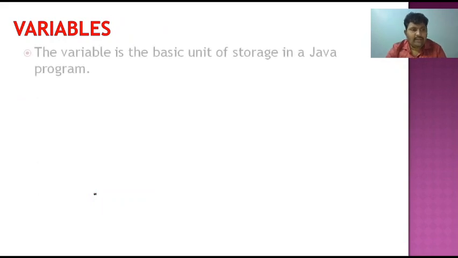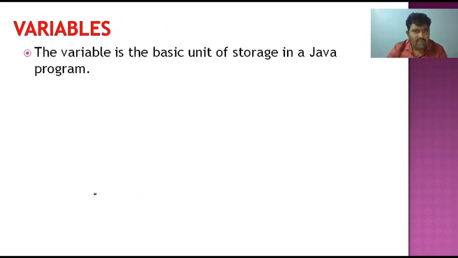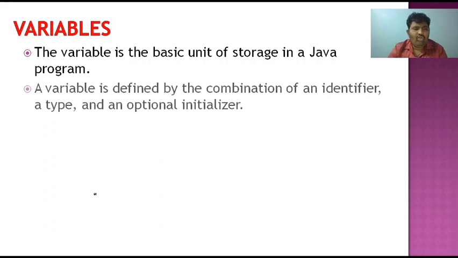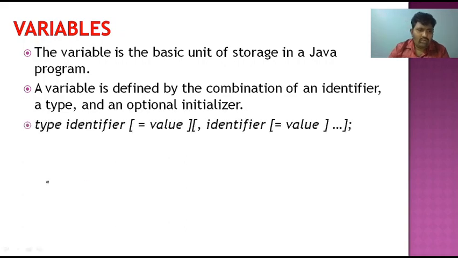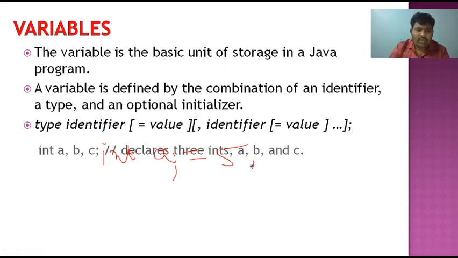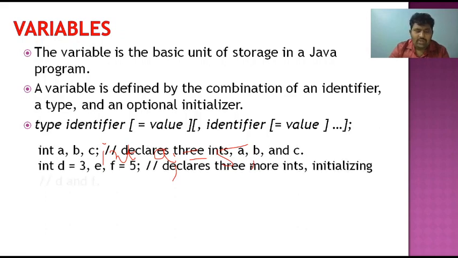So the next topic is variables. The variable is the basic unit of storage in Java. Whenever we want to do anything, we have to declare a variable. A variable is a combination of identifier, data type, and initialization. For example, how we declare a variable: the type is int, the identifier is a, and after that you assign a value. Assigning a value is not mandatory. You can write int a, or you can write int a is equal to 5 and put a semicolon. Both ways we can declare variables.